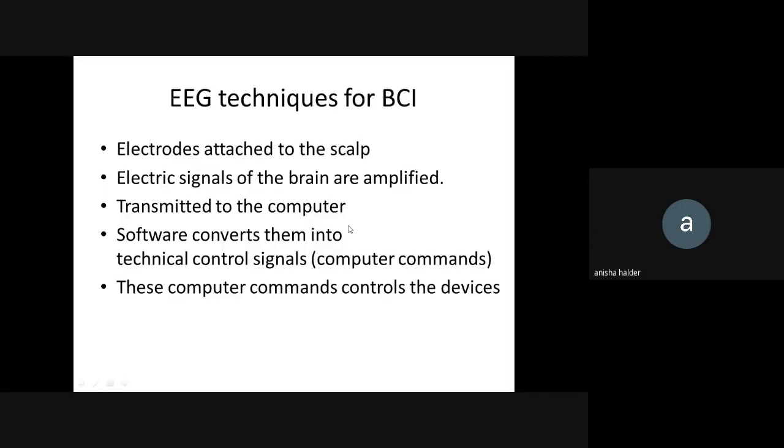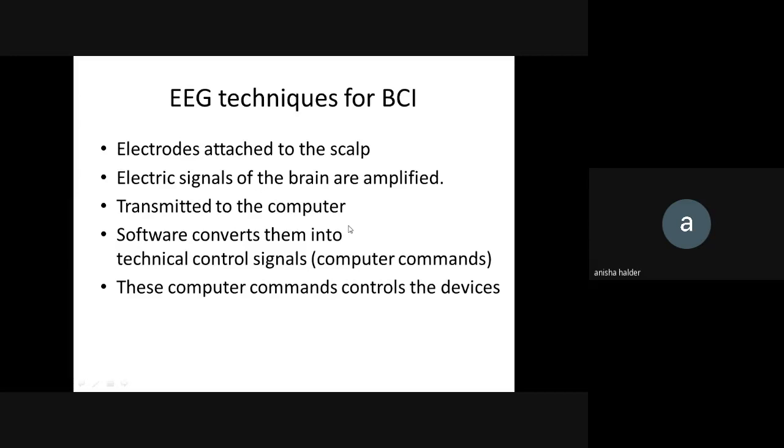So now, EEG techniques for BCI. How the EEG signals can be recorded. Fine. So first, electrodes are attached to the scalp. Second, the electric signals, here the voltage signals of the brain, are amplified. Next, transmitted to the computer. Next, software is there, which converts them into your desired control signal.